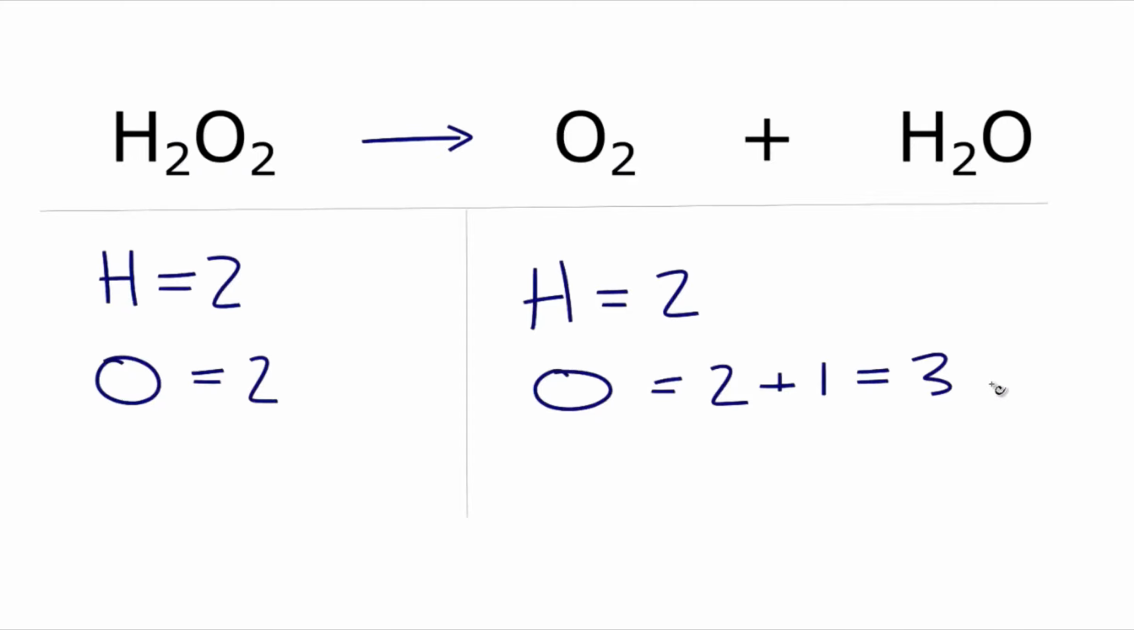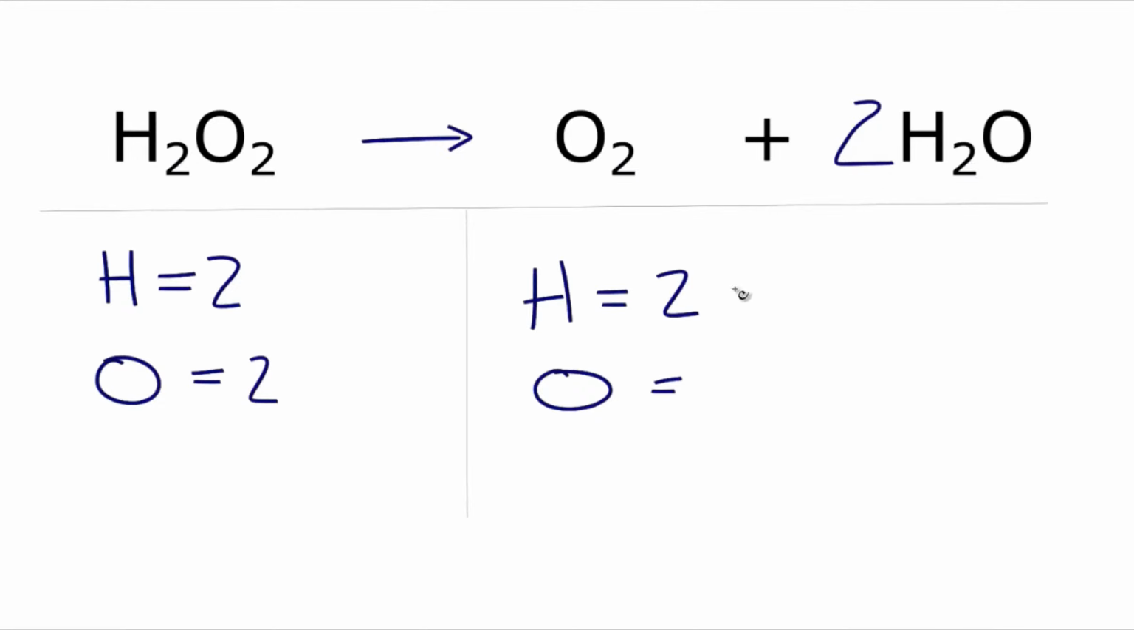So what we can do, whenever I have an odd number, I like to get that odd number of oxygens to an even number. And I can do that by multiplying it by 2. So let's put a 2 in front of the H2O and see how that changes the oxygens. So we've put a 2 in front of the H2O. That means we've also changed the hydrogen.